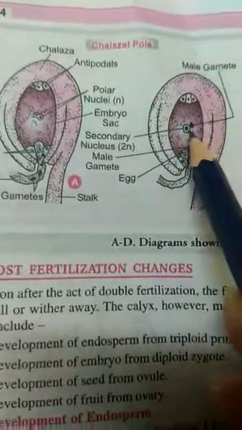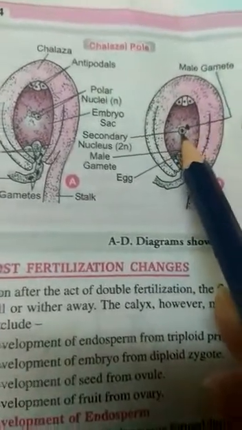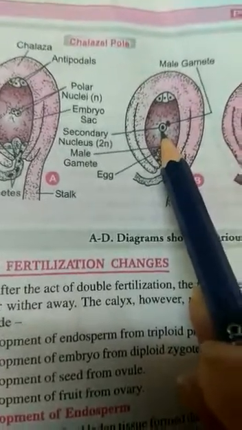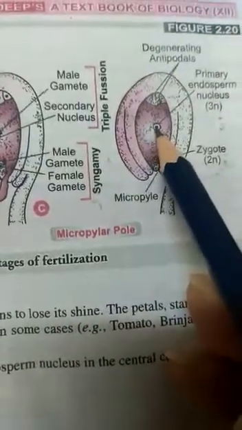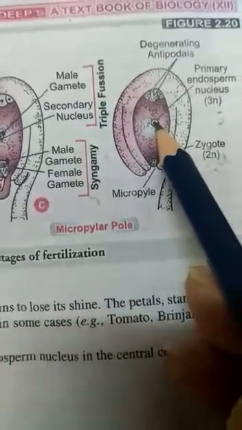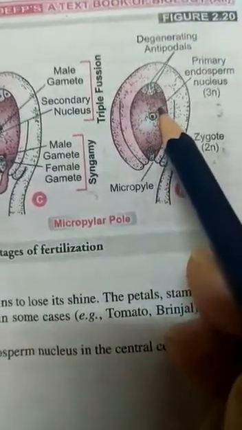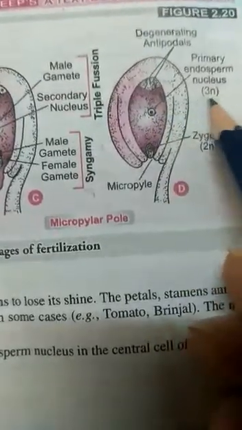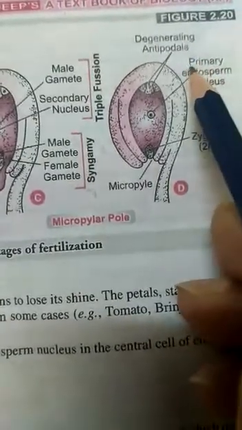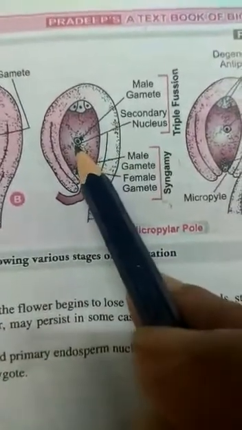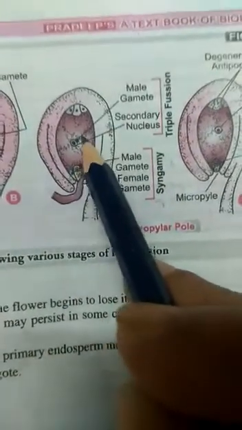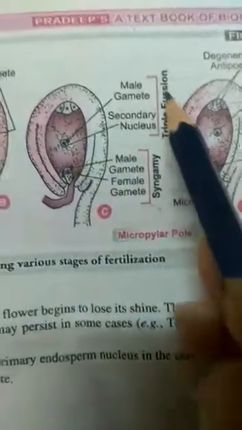The other male gamete fuses with the secondary nucleus to form a triploid structure known as primary endosperm nucleus, because it contains the two polar nuclei and the nucleus of the male gamete. So it is a triploid structure and it is primary endosperm nucleus, PEN. Clear? This fusion of the polar nuclei or the secondary nucleus and male gamete is known as triple fusion.